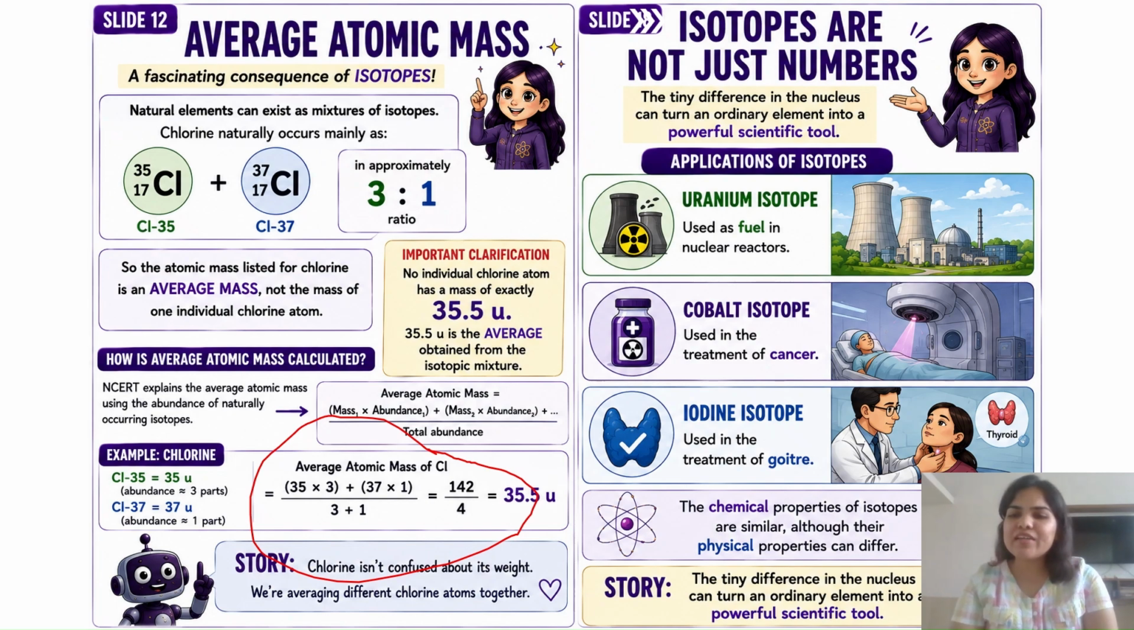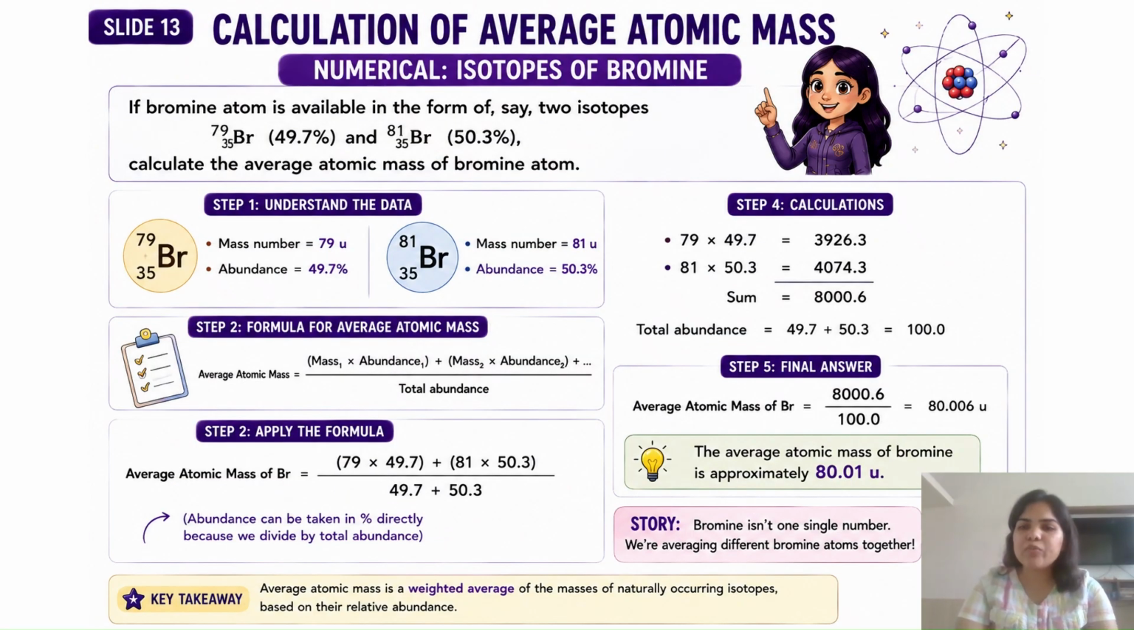So whenever you see a decimal atomic mass, remember it may be telling you the story of several naturally occurring isotopes being averaged together. Now let's put the idea of average atomic mass into practice. So here we have a numerical problem. We are given two isotopes of bromine, with mass number 79 and mass number 81. The one with 79 has 49.7% abundance and the other one has 50.3% abundance. The question is, what is the average atomic mass of bromine?